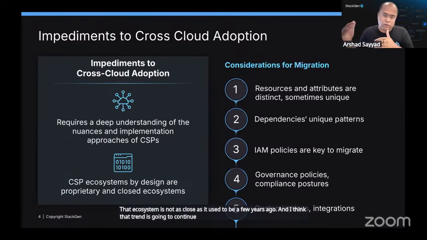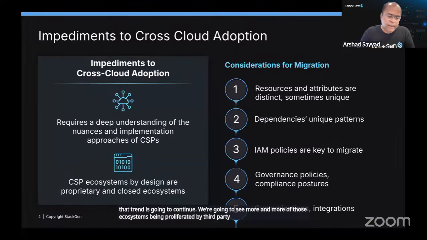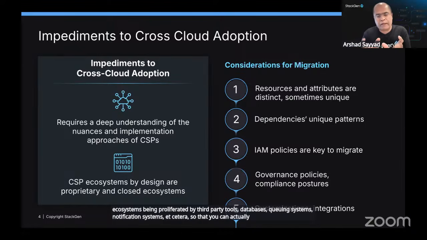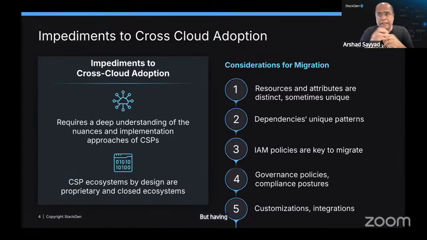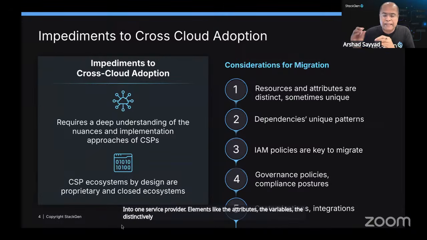We're going to see more and more of these ecosystems being proliferated by third-party tools, databases, queuing systems, notification systems, etc., so that you can now use the same provider across multiple cloud environments, right? But having said that, the resources and attributes are definitely distinct. And most enterprises have built their evolution into cloud on one service provider, so elements like the attributes, the variables, and the way the architecture has been built need to be a point of consideration when you're moving from one cloud to the other cloud.